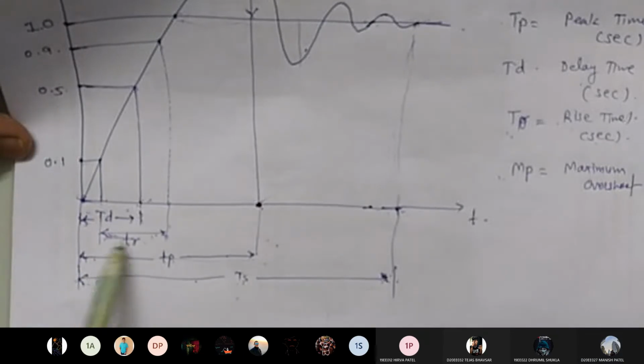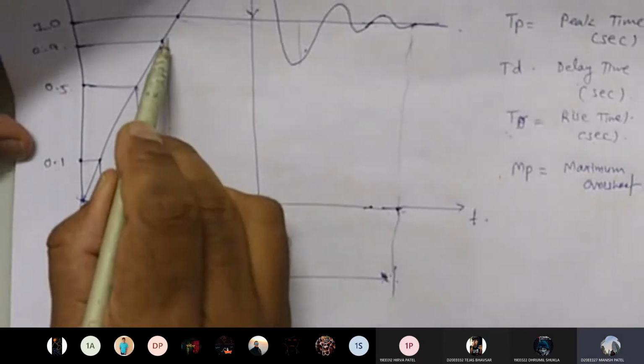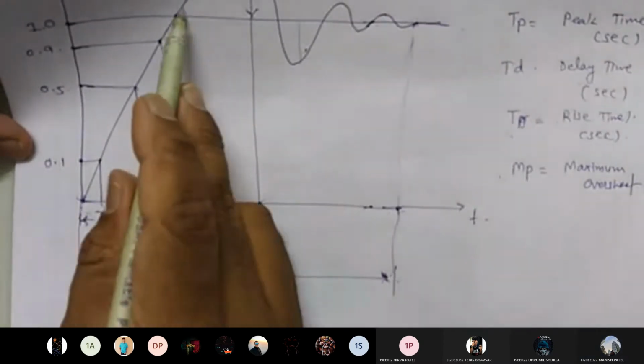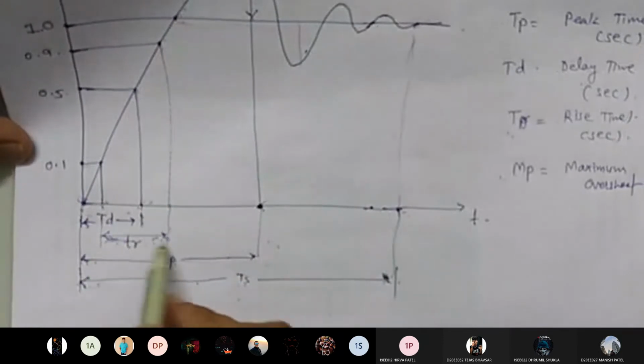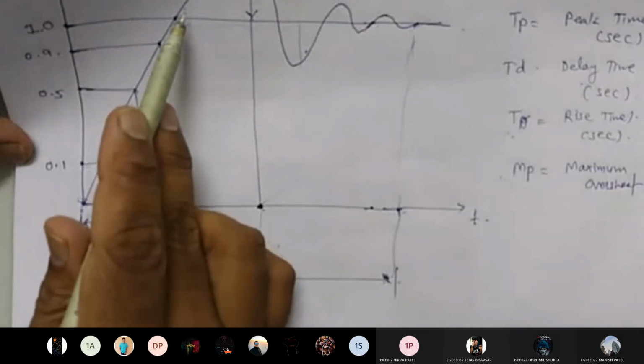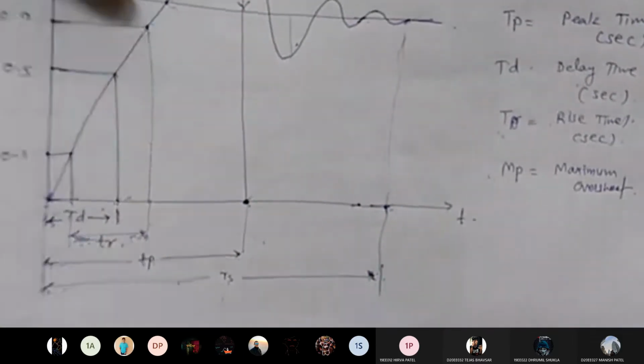TR is the time required for the system to rise from 10% to 90%, or 0% to 100%. In some cases it will be termed differently, but on a bifurcation I take 10 to 90. In some cases it is 0 to 100 as well. We have the formula for TR for 0 to 100. So these are the formulas related to it, and we will derive them.